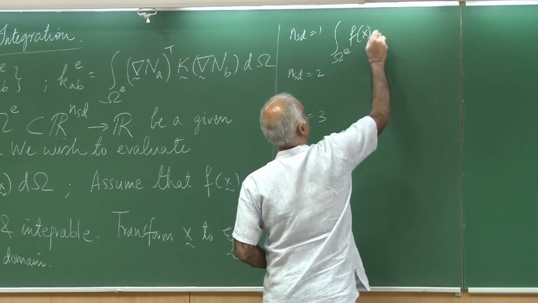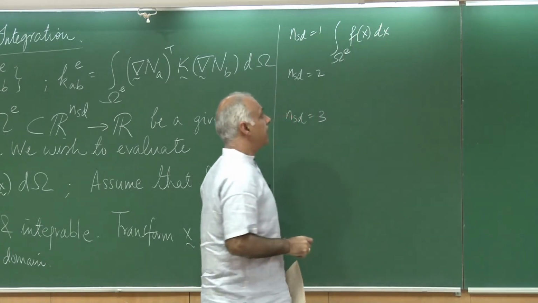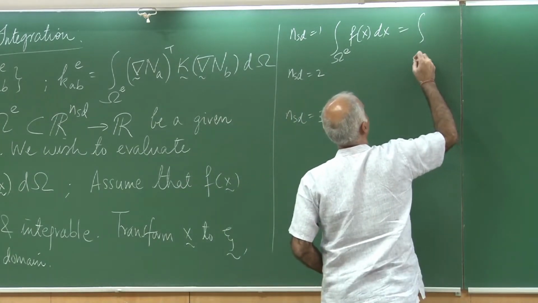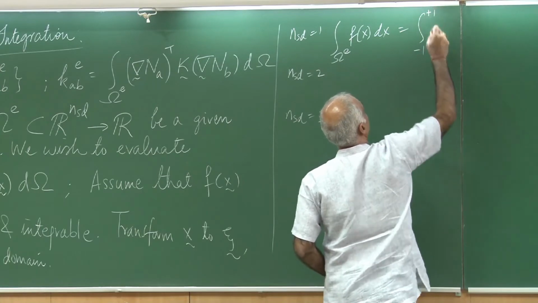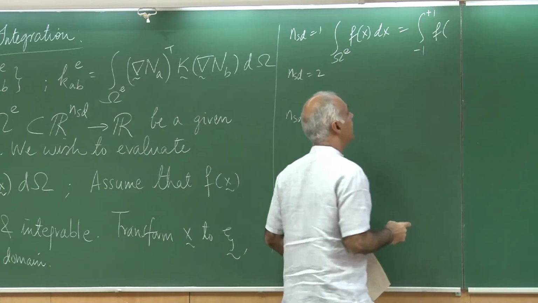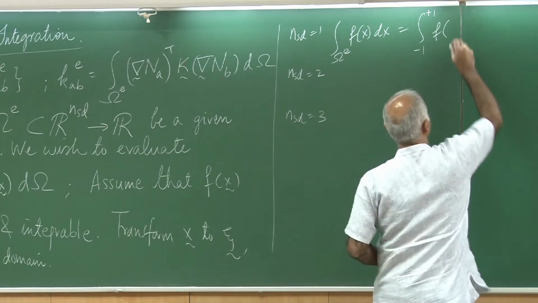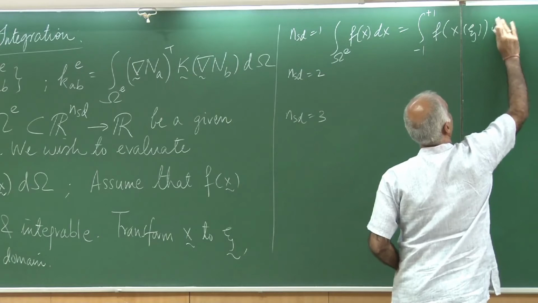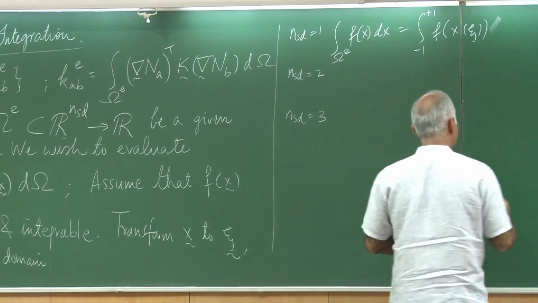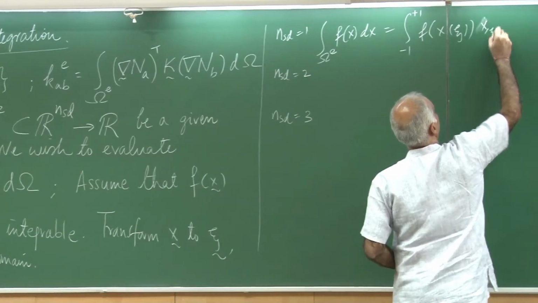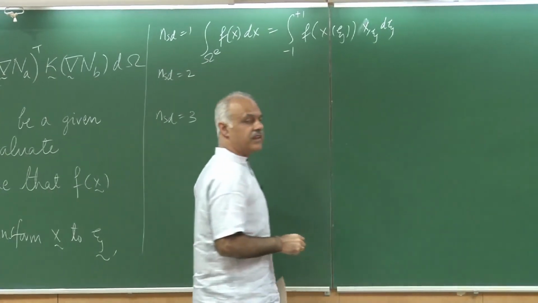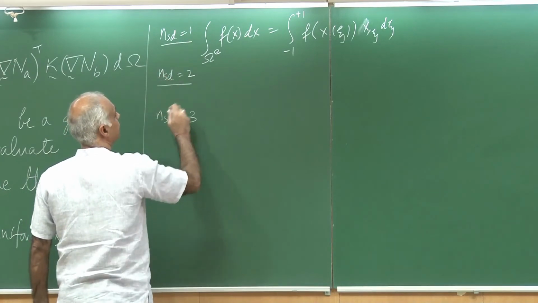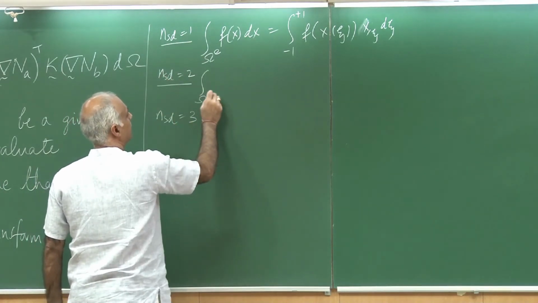So, for one spatial dimension, the integral would look something like this. It is a scalar depending on the x coordinate, and this would go down to the bi-unit interval, minus 1 to plus 1, of f, and I will write x is also a function of xi, and the dx will be replaced by x comma xi d xi. So, fairly straightforward, right. Now, what happens at NSD equal to 2? Let us check that out.